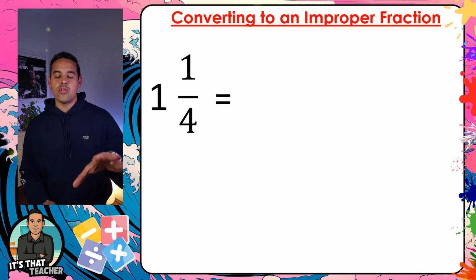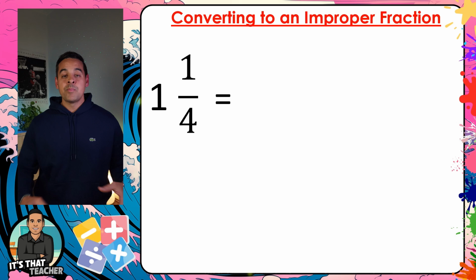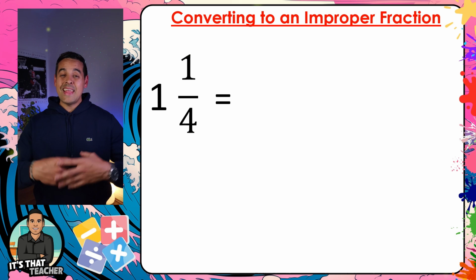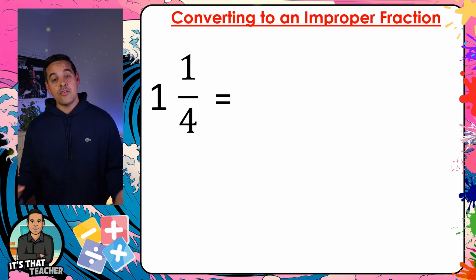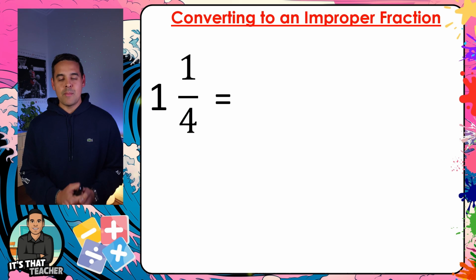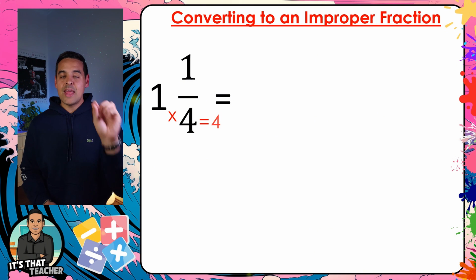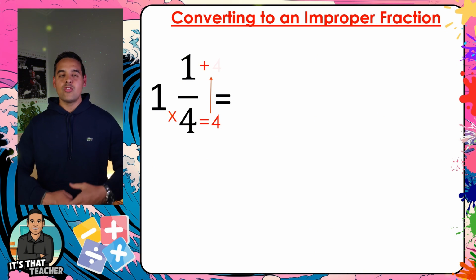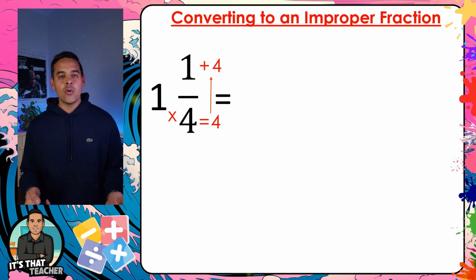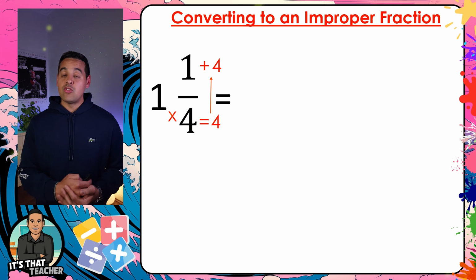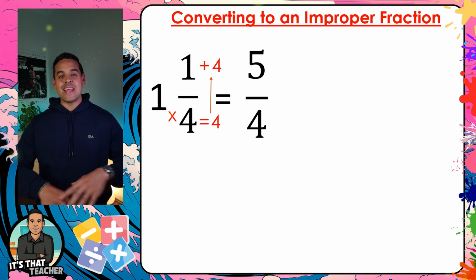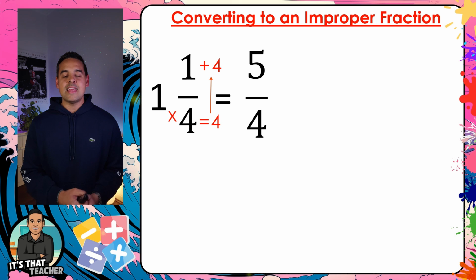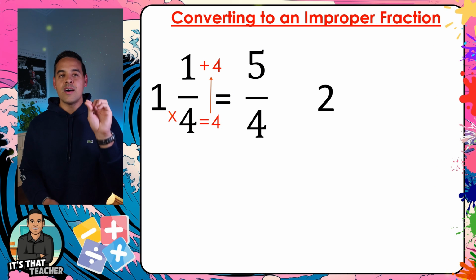I'm going to guide you through 4 more examples of converting to an improper fraction. And after that, you have your own questions to follow. So what we need to do here, remember, 1, our whole number, times 4. That is going to equal 4. Now we add that to our numerator. 1 plus 4 equals 5. Now we do not change our denominator. Remember, keep the denominator exactly the same. Your answer here is going to be 5/4.